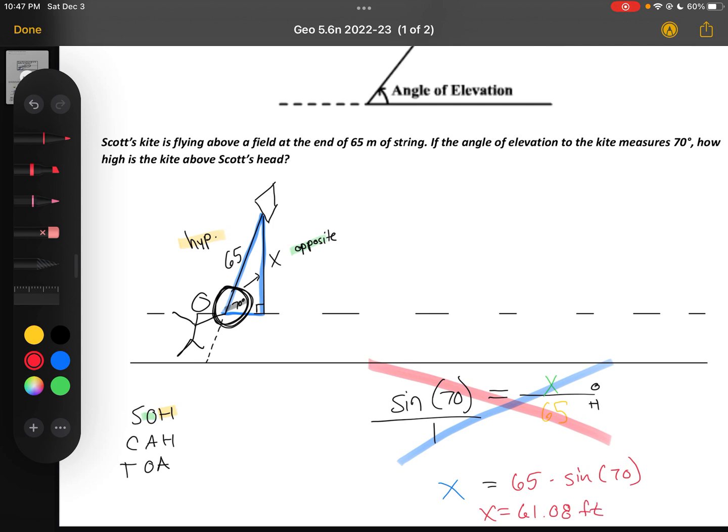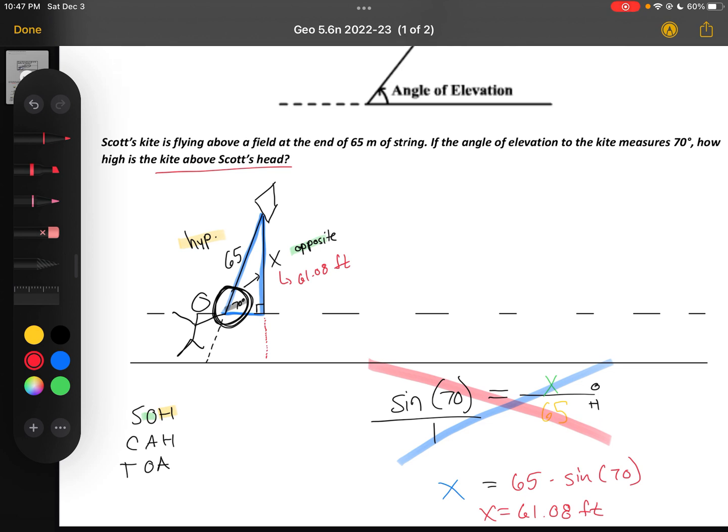So we can see that the kite from the plane where Scott's hand is, so if Scott's hand is level with his head, we can see that this length here, this x length, is 61.08 feet. Now the key thing is, if from the ground, however tall Scott is, we'd have to add to that 61.08 if it was asking us how far from the ground is it. But in this case, it says how far is the kite above Scott's head. So just above Scott's head, we are 61.08 feet above Scott's head specifically.